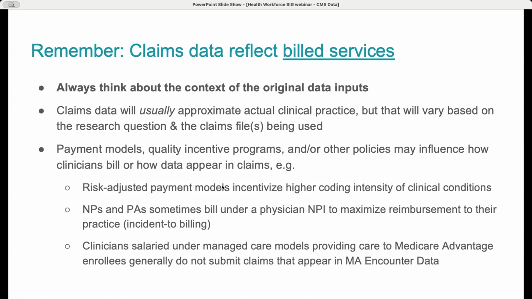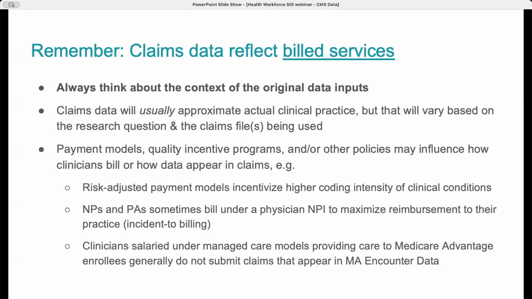So things like different payment models and quality incentive payment programs might influence how data are captured in the claims data. So for example, if a clinician is operating in a risk-adjusted payment model, they might be incentivized to document certain conditions in certain ways because of the payment model.